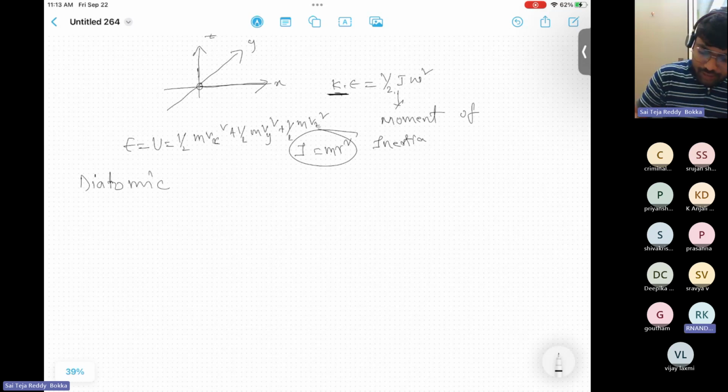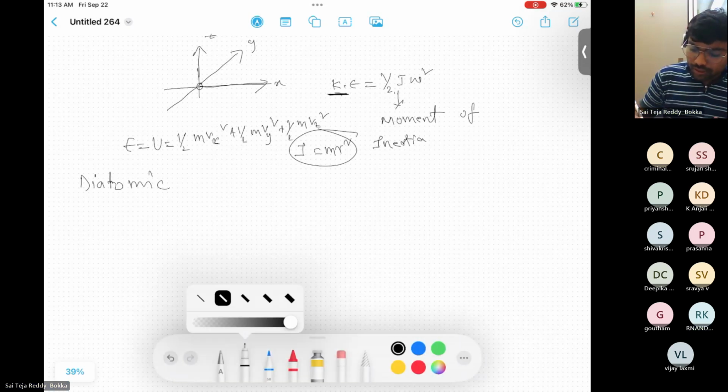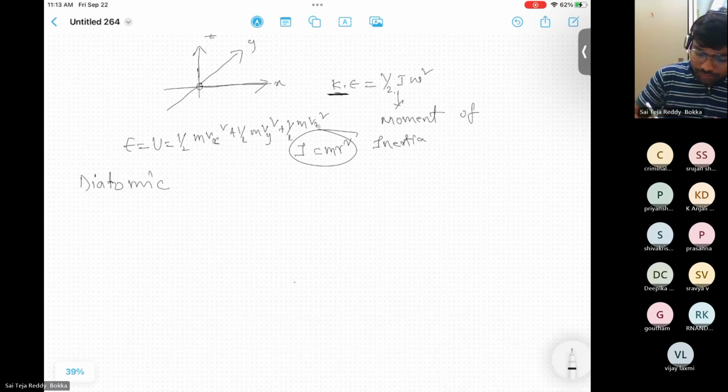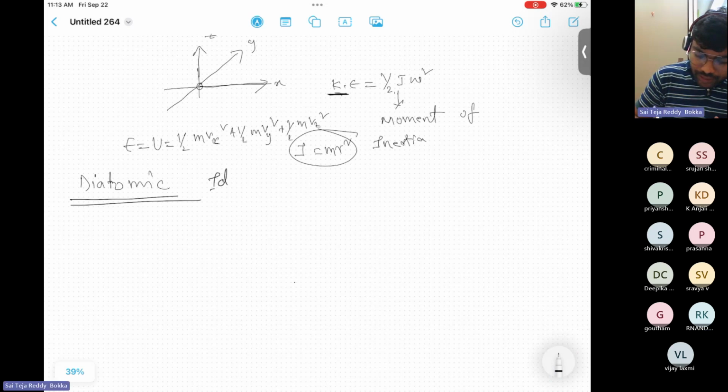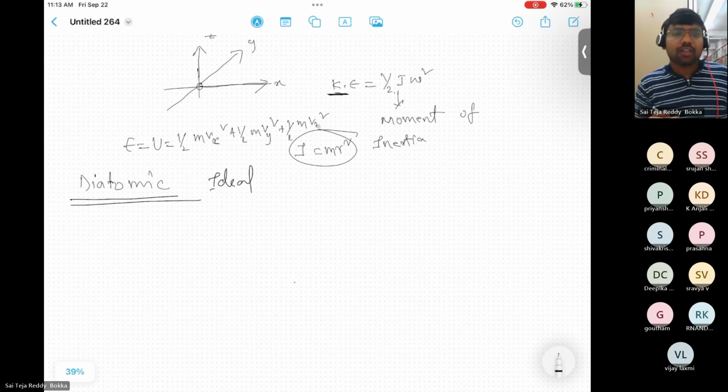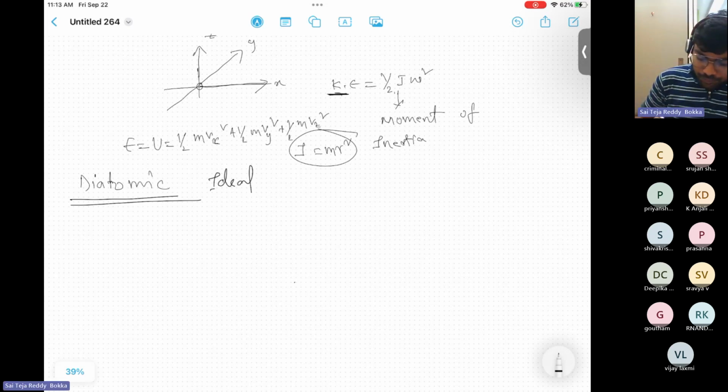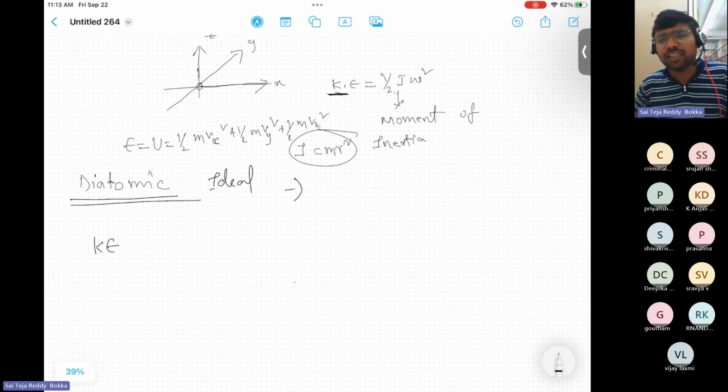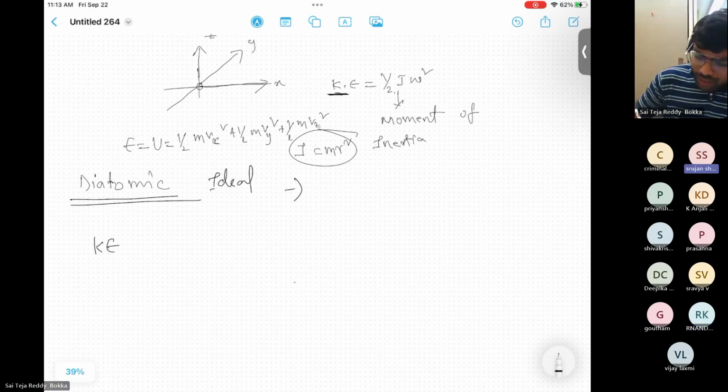Next, what we have to do is calculate for a diatomic ideal gas. Now we have to calculate the kinetic energy. What are the diatomic gases? Just tell me, all we know: O2, H2, N2, Cl2.